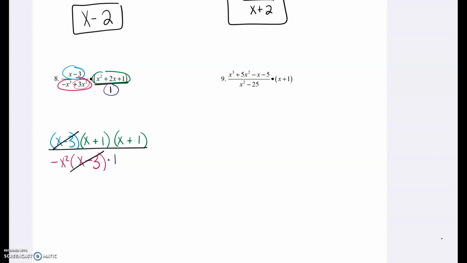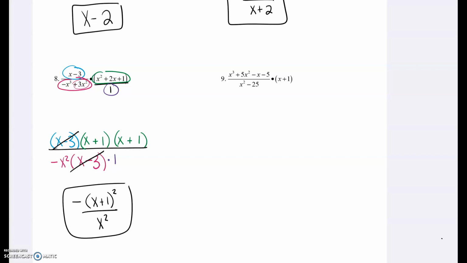Okay, now our answer here, we've got x plus 1 and x plus 1 on the top. Those are exactly the same, so you can put squared. On the bottom, we have x squared, and we have a negative, but it doesn't matter where in the fraction the negative goes. It's best to put it on the top.